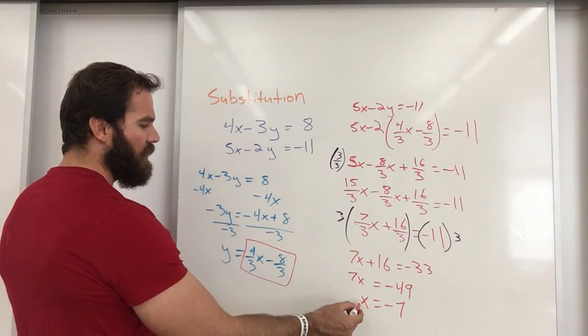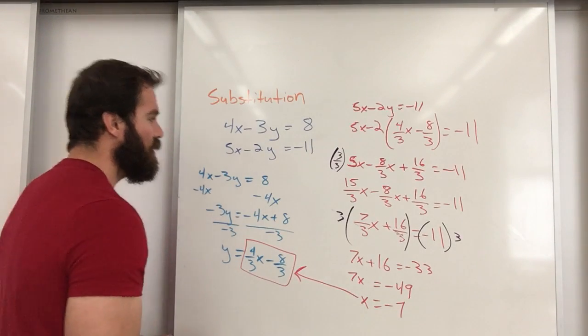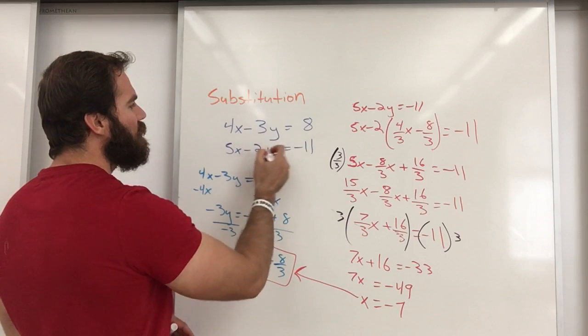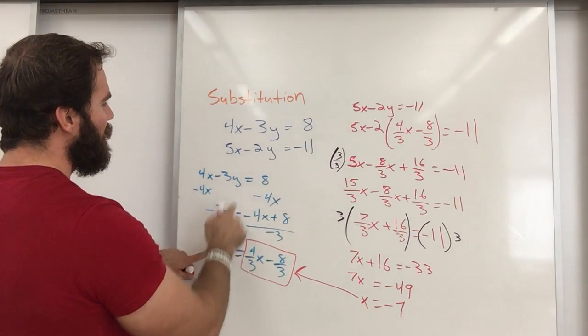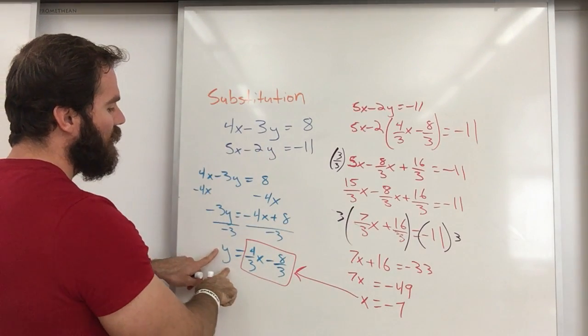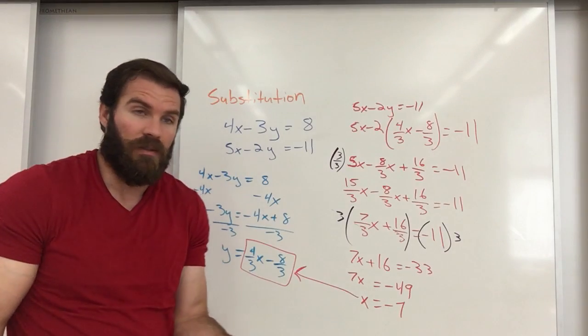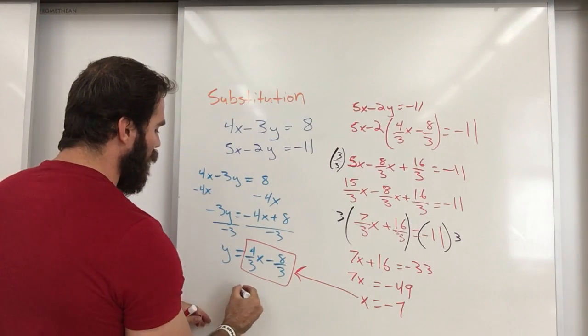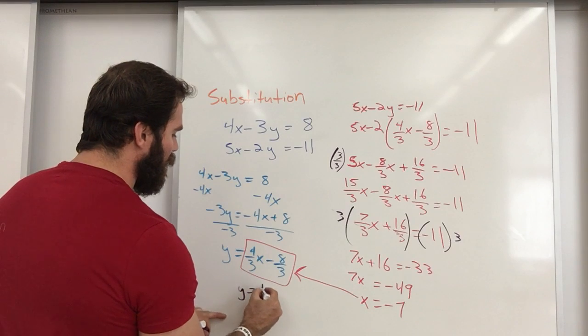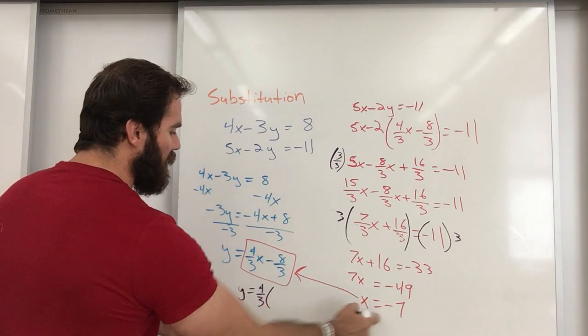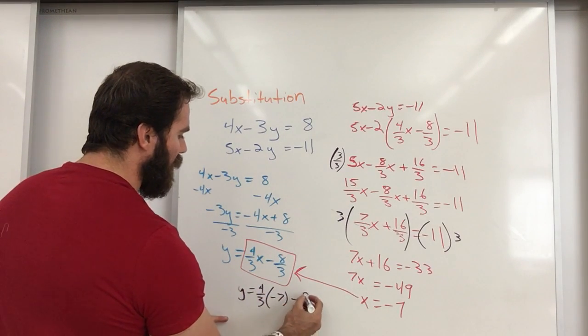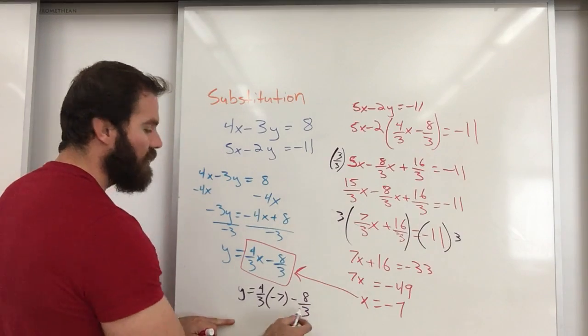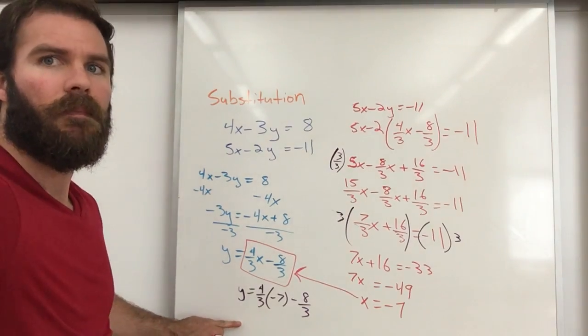I'm going to take this and plug it back into this equation. I could plug it into one of these, but this is the same as the first one, just with y equals. And I'm looking for y, so why not use the y equals one? So I'm going to say y equals 4 over 3x, which is negative 7. And let's solve for that, okay?